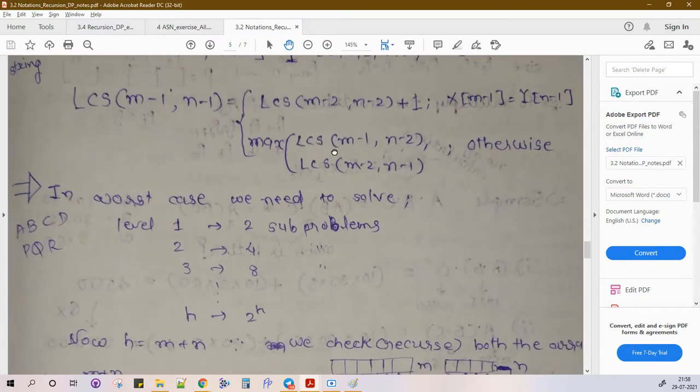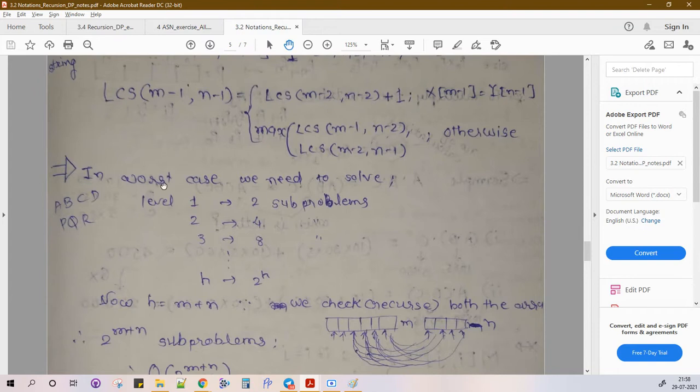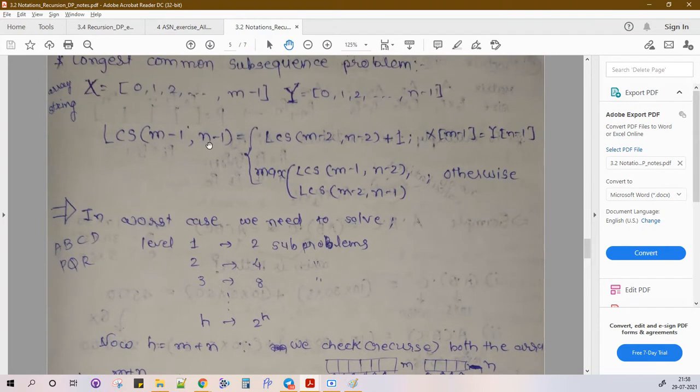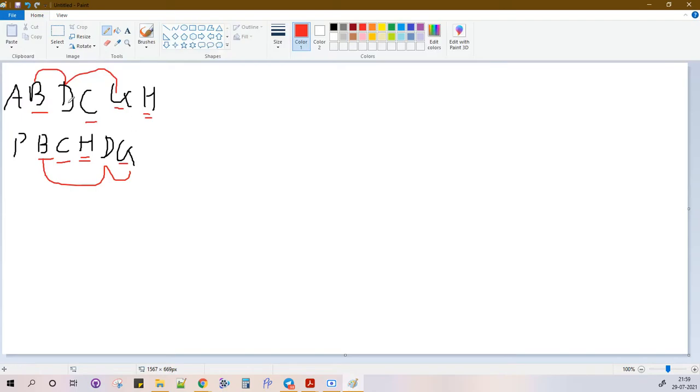What this formula is saying is the longest common subsequence of m minus 1 and n minus 1. M and n are the total number of terms. I have one array or string x with terms 0, 1, 2 up to m minus 1, and y with 0, 1, 2 up to n minus 1, so n terms in the second string. In this case it would be 1, 2, 3, 4, 5, 6, and 6 here, and again 6 here.